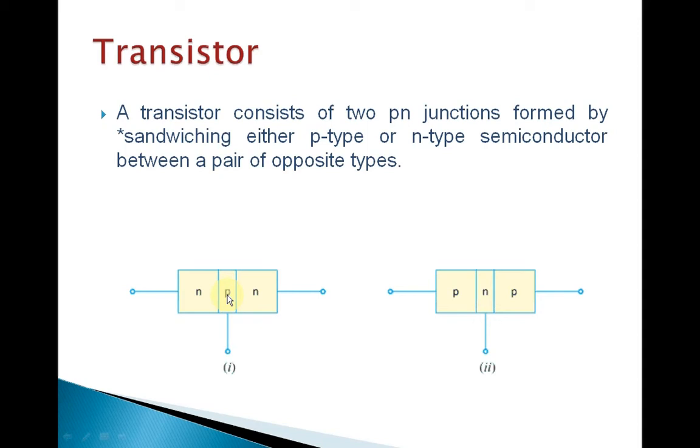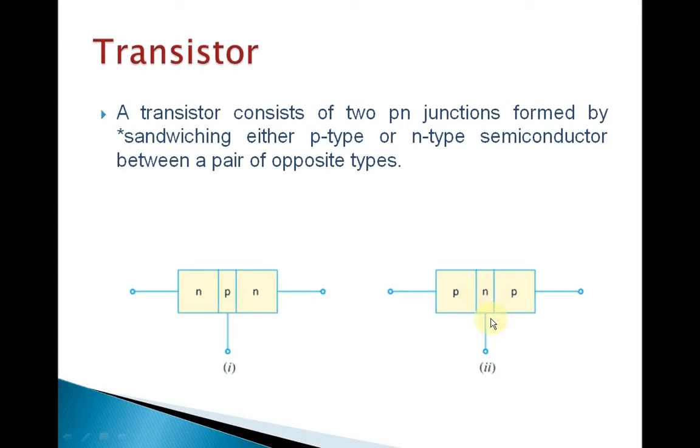From the figure you can see that there are two types of transistor, one is NPN and the other is PNP transistor. Each type of transistor has some points. First of all, there are two p-n junctions. Considering the NPN transistor, there is a p-n junction between N and P, and another p-n junction between P and N. So there are two p-n junctions. Similarly, for the PNP transistor, there is a p-n junction between P and N, and another p-n junction between N and P. This is the first point.